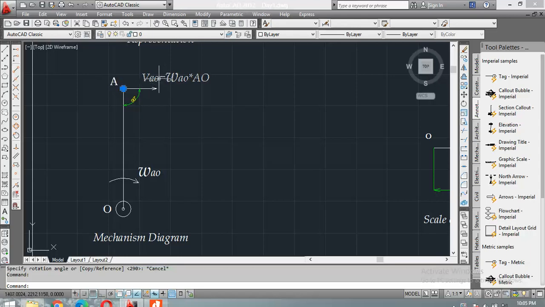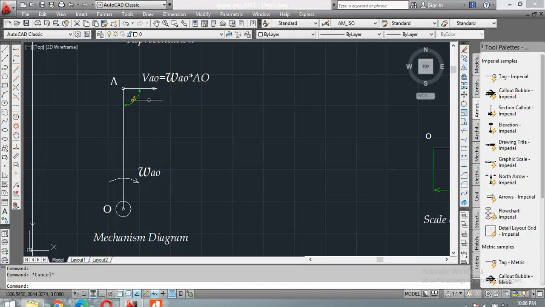With this equation: velocity of A if O is the hinge, VAO, is equal to angular velocity omega AO into AO. VAO indicates the velocity of point A if point O is the hinge, which is equal to omega, the angular velocity of link AO, multiplied by the distance between A and O. So with this equation we can find the magnitude.